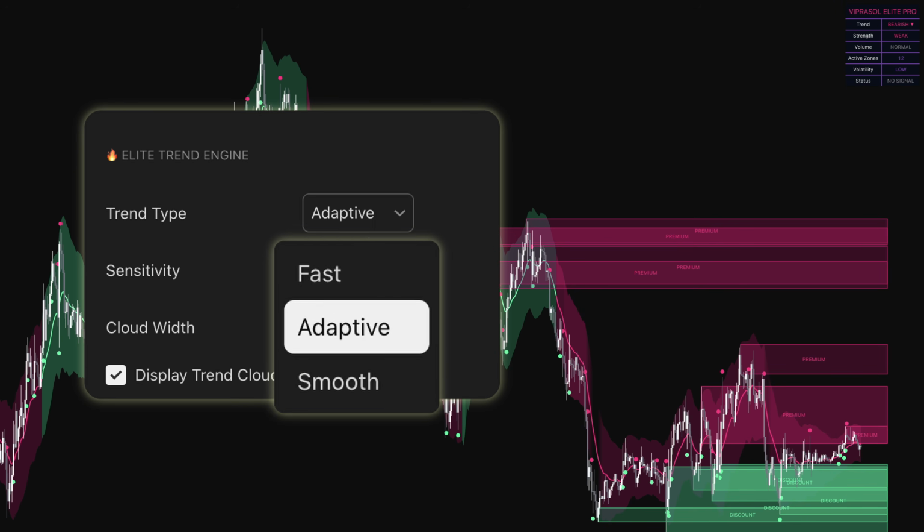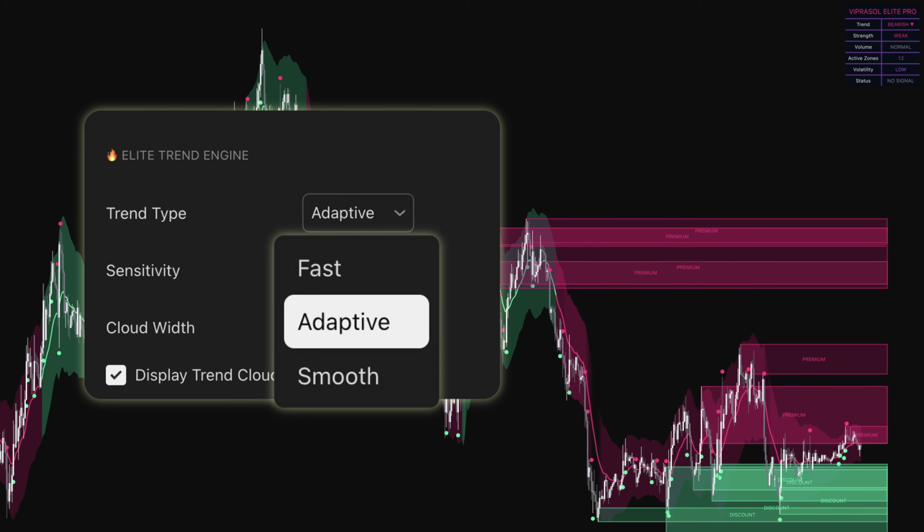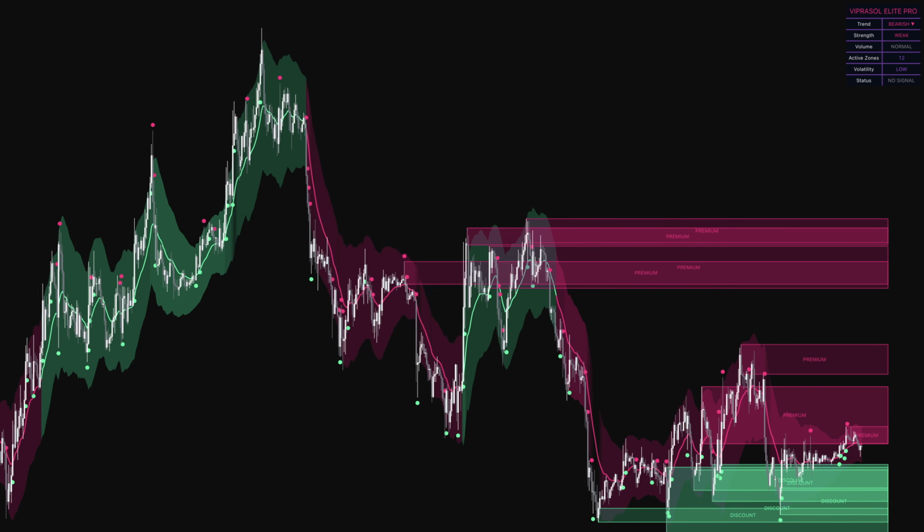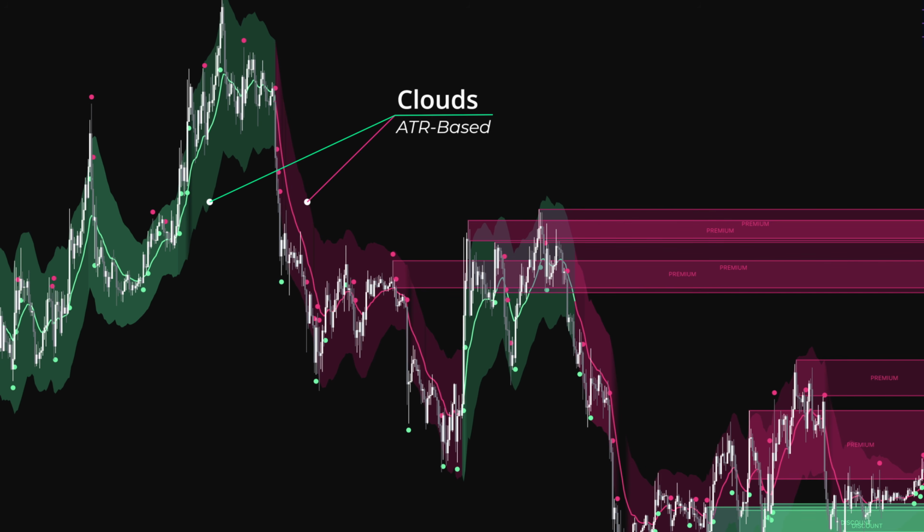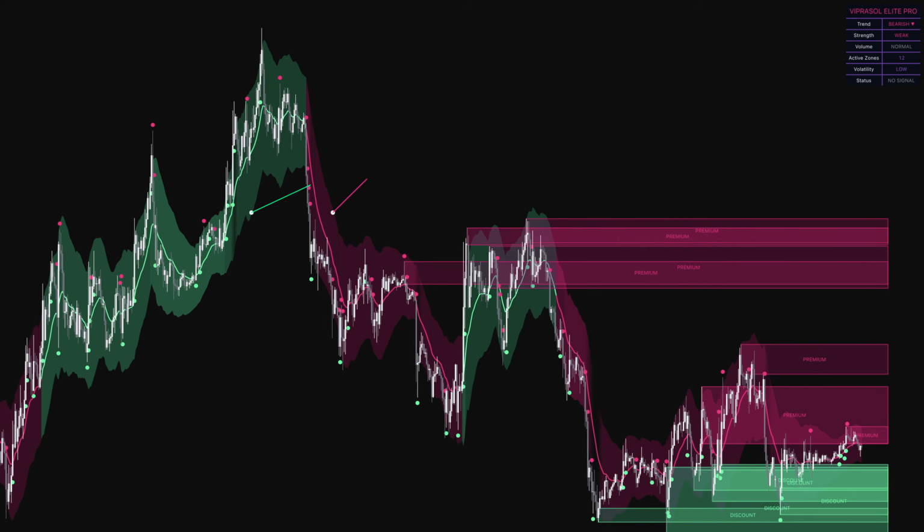The trend engine uses an adaptive moving average, with 3 selectable modes. Fast uses a half-length EMA, adaptive blends fast and slow EMAs arithmetically, and smooth applies Hull MA. An ATR-based cloud surrounds the result, with color shifting dynamically based on price position relative to the bands.